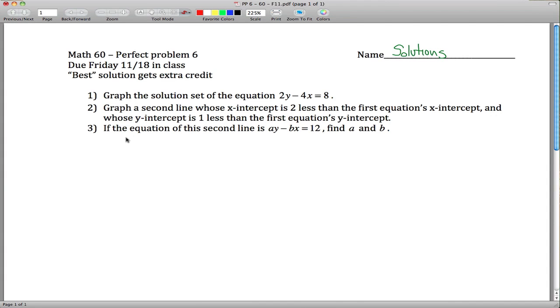All right, perfect problem 6 for Math 60. Looks like we're given 3 tasks here. The first one is to graph the solution set of this equation. Okay, so 2y minus 4x equals 8.